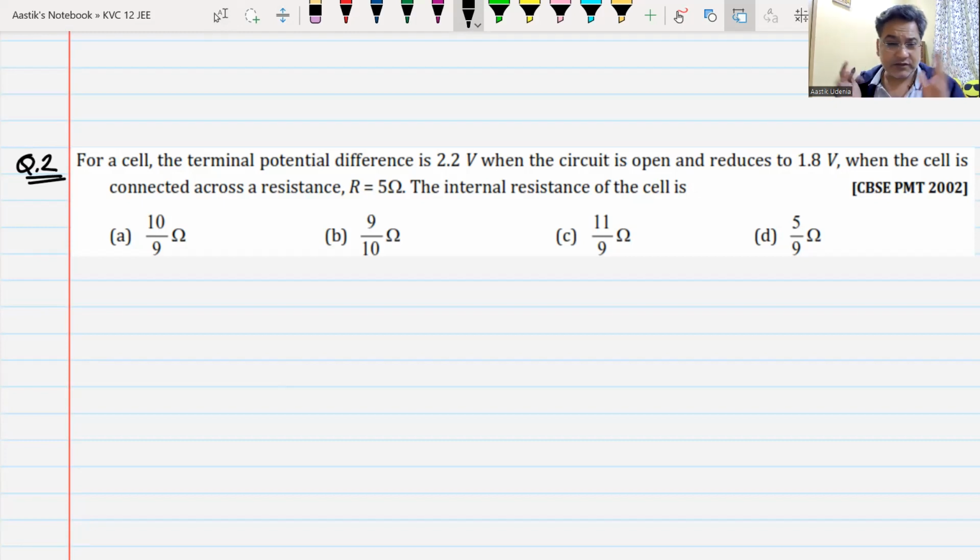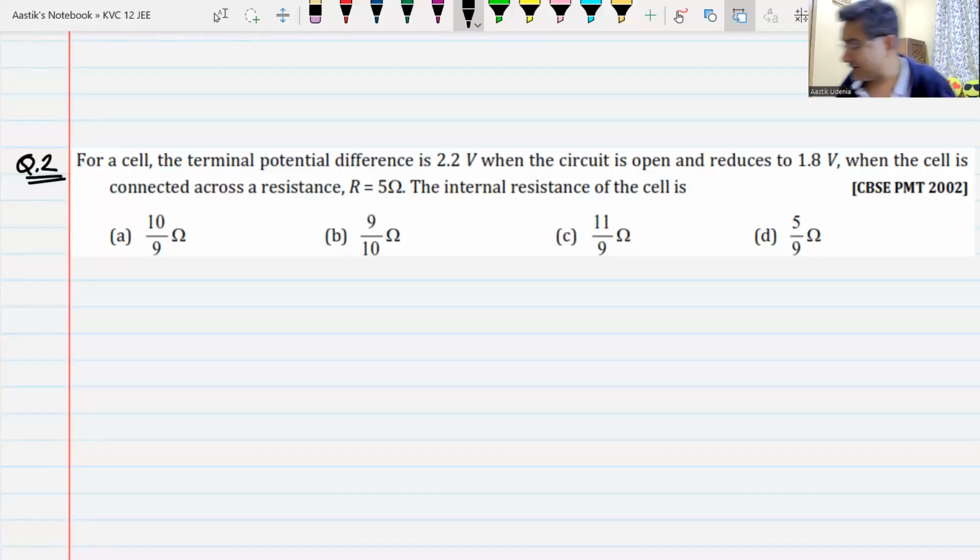When the circuit is open, it is 2.2 volt. When the circuit is closed with a resistor of 5 ohms, it becomes 1.8 volt. You have to find out the internal resistance of the cell. I'll give you 2 minutes to give me the answer.